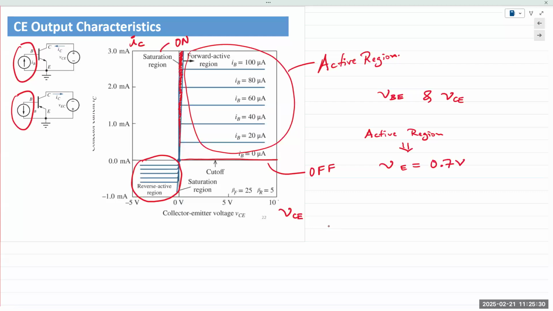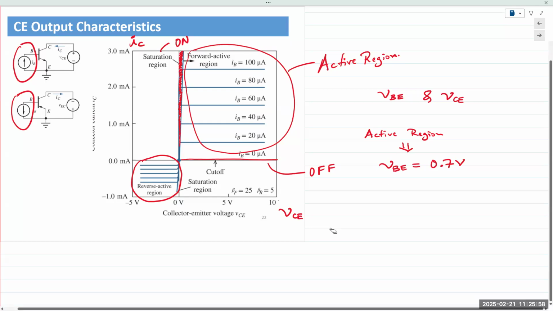Okay, so where was I? VBE. Yeah, VBE, if it's in the active region, should be 0.7, meaning if it's forward biased. If it's forward biased, it's 0.7. Now, if it's in saturation, what would be VBE? It'll still be 0.7, because if it's forward biased, then it's 0.7, right? But primarily, we start with stating that in the active region, VBE is 0.7.